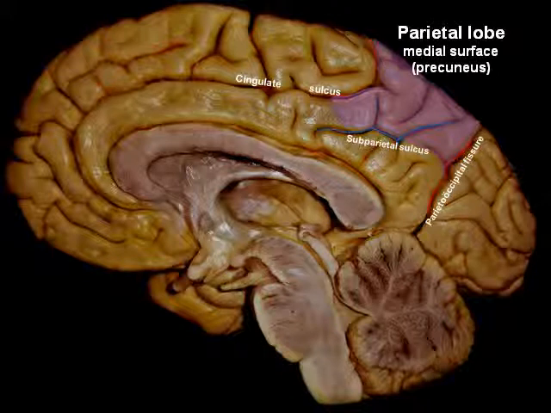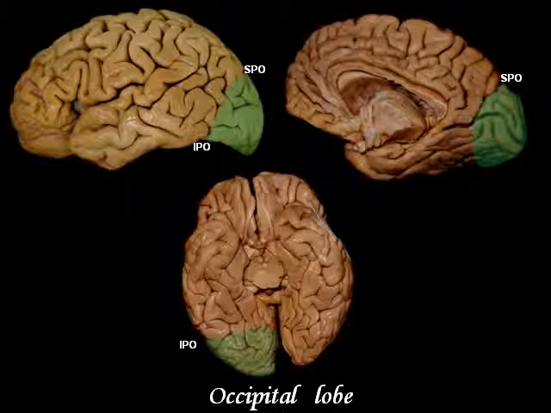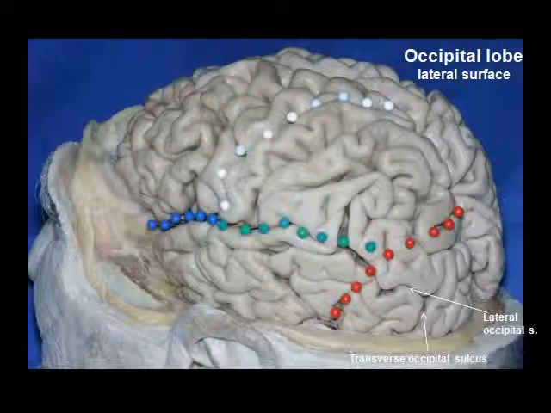Lobus occipitalis. The occipital lobe is small and pyramidal in shape. It presents three surfaces: lateral, medial, and tentorial. The lateral surface is limited in front by the lateral part of the parietal occipital fissure and by a line carried from the end of this fissure to the preoccipital notch. It is traversed by the transverse occipital and lateral occipital sulci.